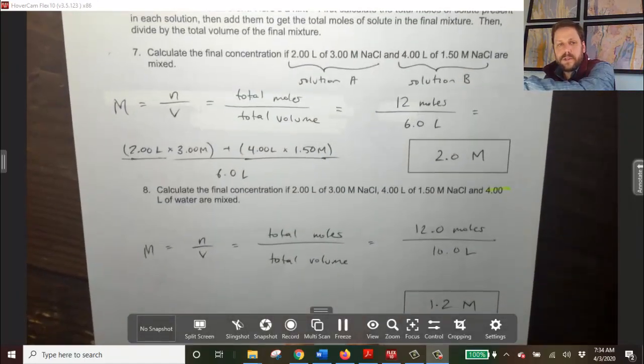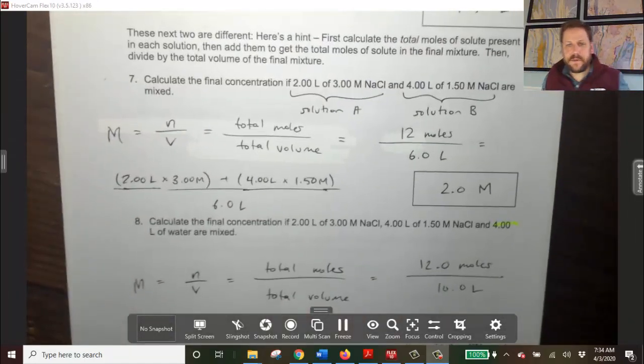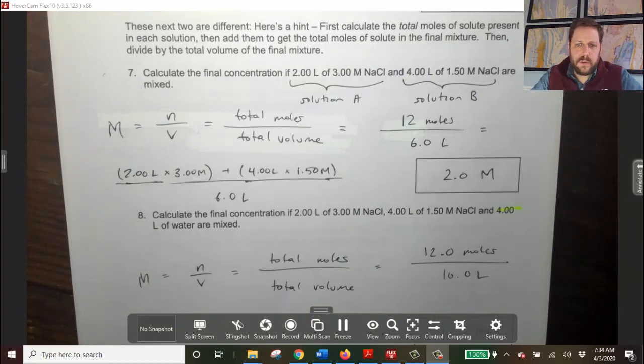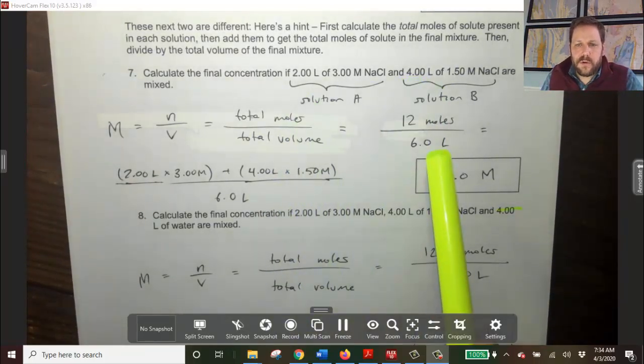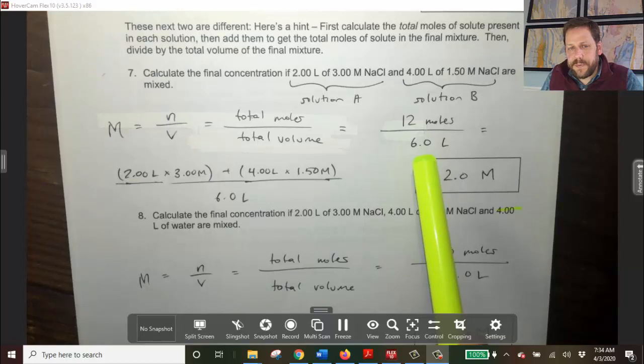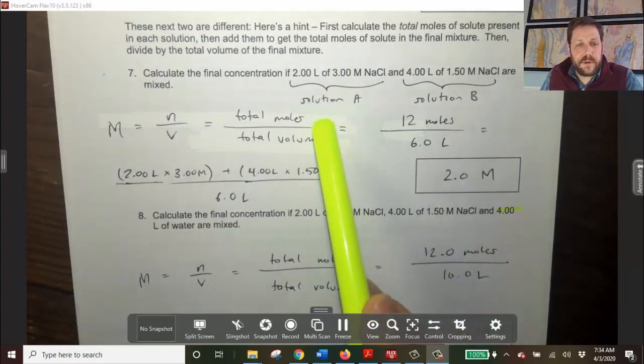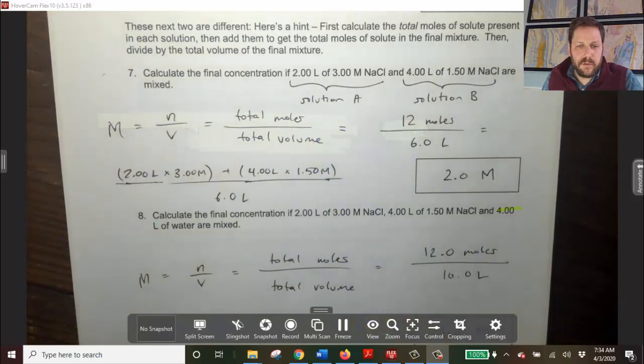We need to take that final volume, subtract the initial volume to get the volume of water that is added. Last but not least, we'll look at questions 7 and 8, and these are different because in this case we're mixing together 2 solutions. We'll call them solution A and solution B. One of them is 2 liters and one of them is 4 liters. So of course we'll get 6 liters in all. But how am I going to get the molarity of this new solution? I'd need to know the total number of moles as well as the total volume.